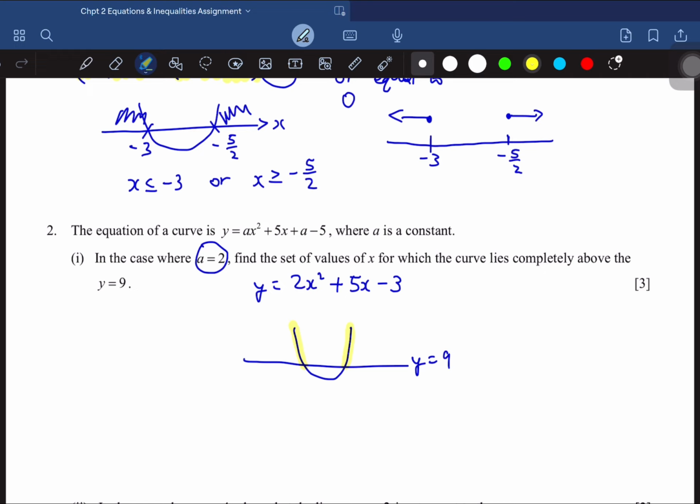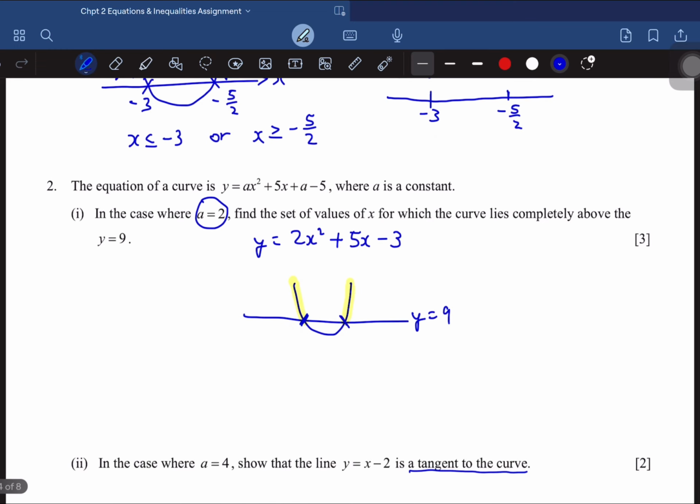So with this, how do we present our answers to the marker? First thing, we have to find where the curve intercepts the line y equals 9, which means over here we have to do 9 equals 2x squared plus 5x minus 3. And with this, 0 equals 2x squared plus 5x minus 12. And from here, we factorize.